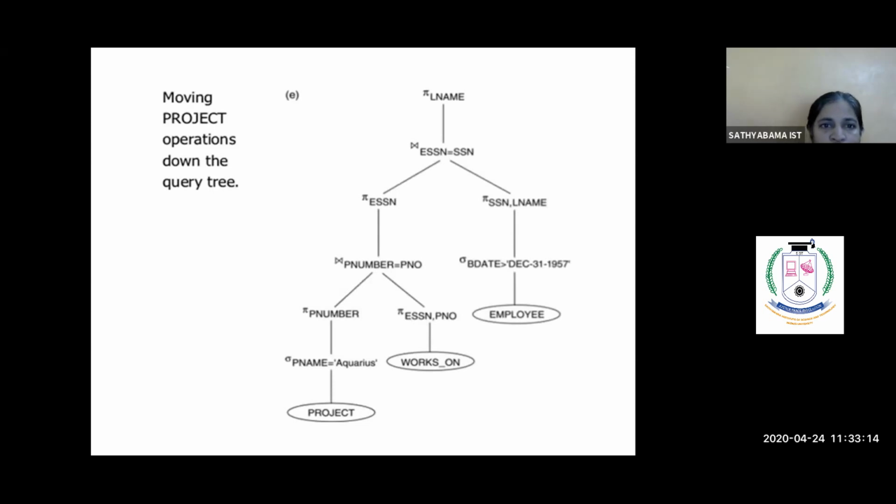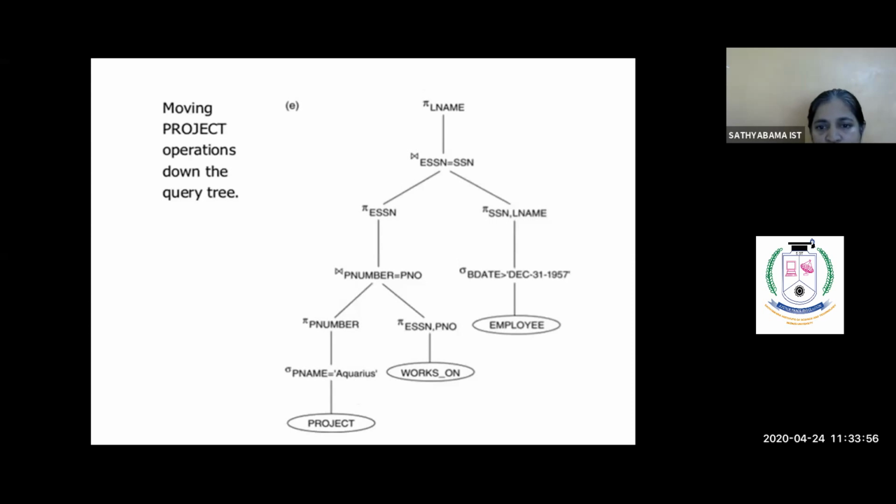See, now project operation, moving project operation down the query tree. This is one such optimization. This is another query tree for the same query. Initially project table is there, where we are selecting project name equal to Aquarius, and works on table is there. We project only ESSN number and project number. Only these attributes we needed. We don't need all the attributes. So why do we have all the attributes in the resultant table? No need, right? So what can be done? We can project with whatever attributes we need. Only those attributes can be selected. You can keep that, and that can be joined as a resultant table.